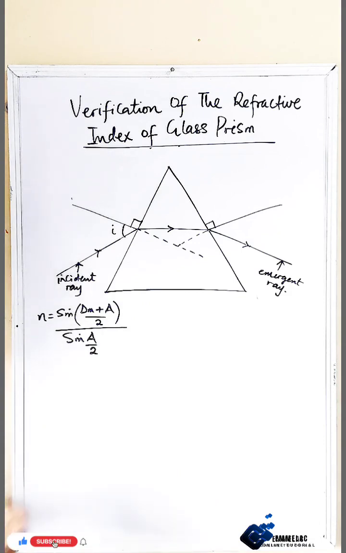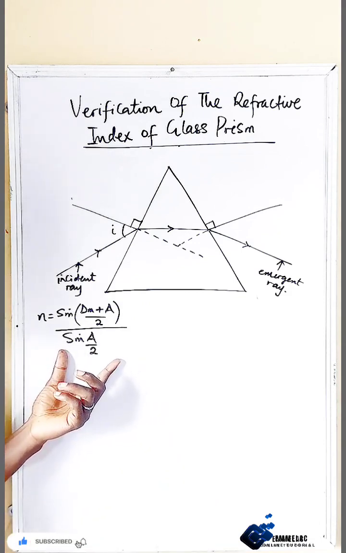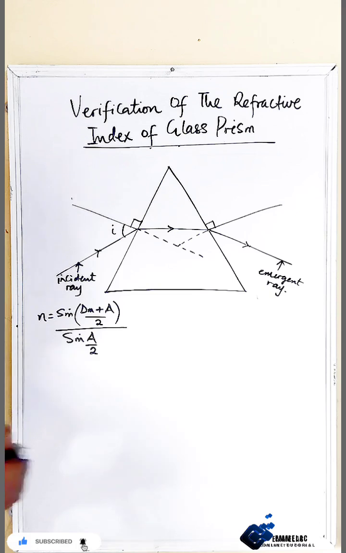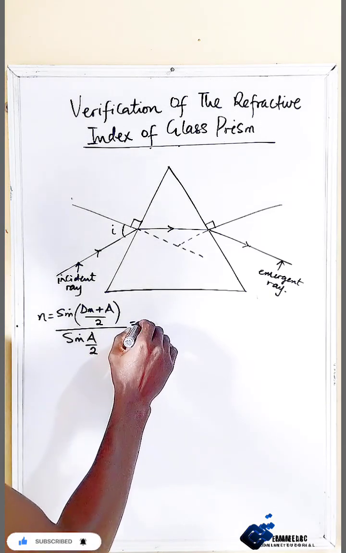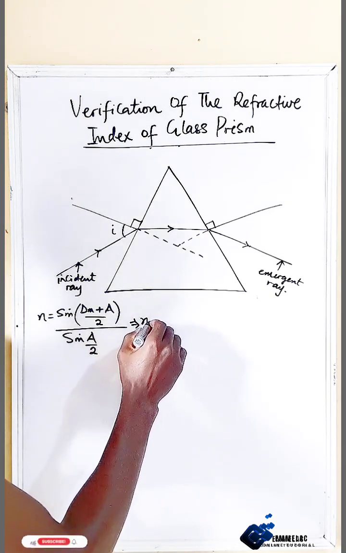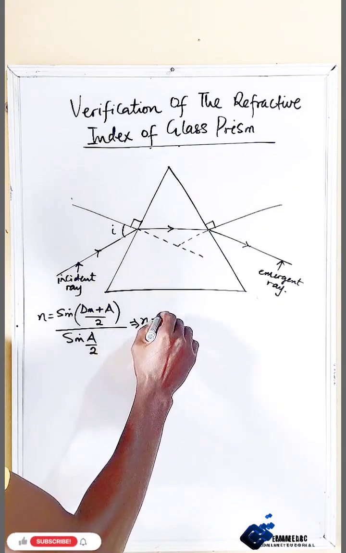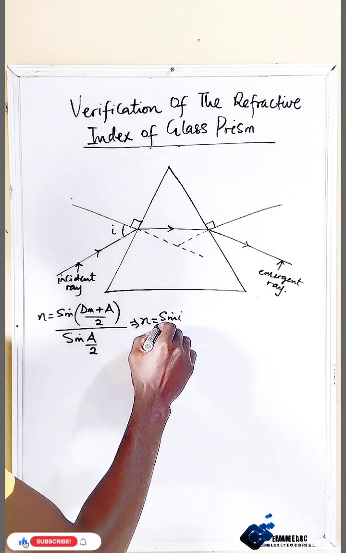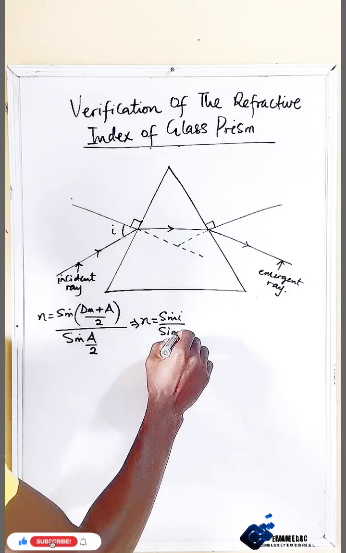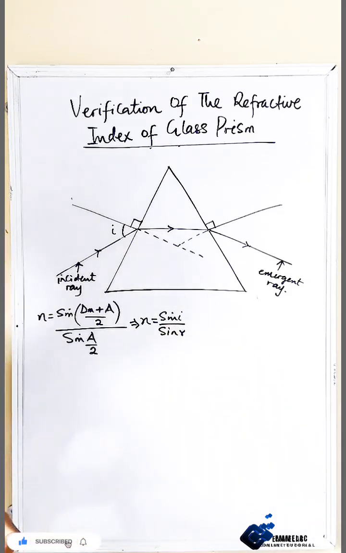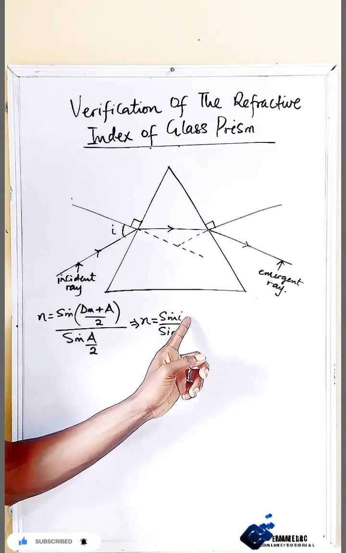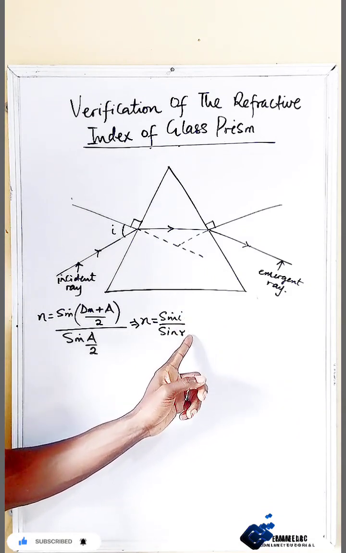Okay, now to bring this formula to its simplest form, this is just according to Snell's law, that the refractive index equals sine i all over sine r. Now i is the angle of incidence and r is the refracted angle.